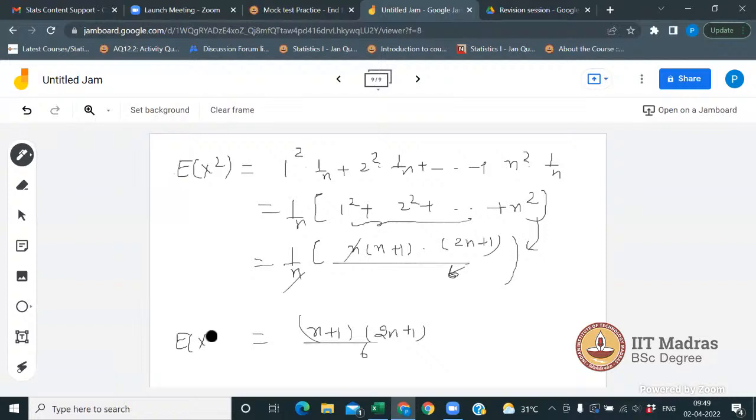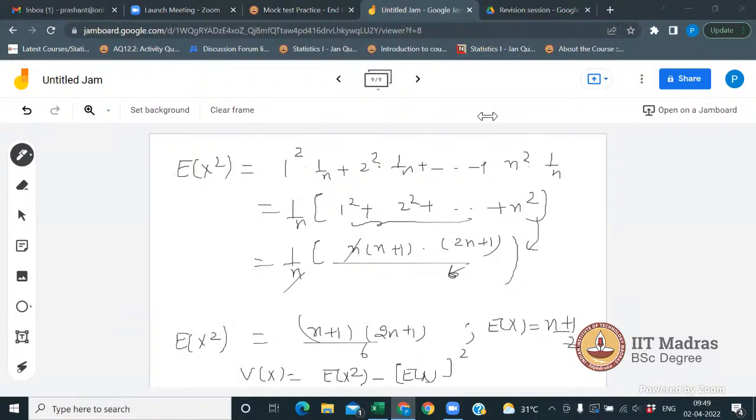This is the expectation of x square, and the expectation of x is n plus 1 by 2. For variance, it is the expectation of x square minus the expectation of x raised to the whole square. So square this quantity, and you will get the variance of the discrete uniform distribution. Okay. Yes. Thank you so much, sir.